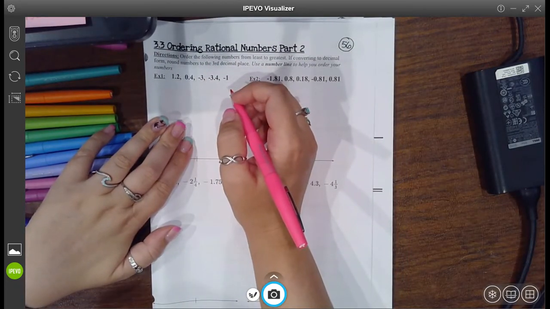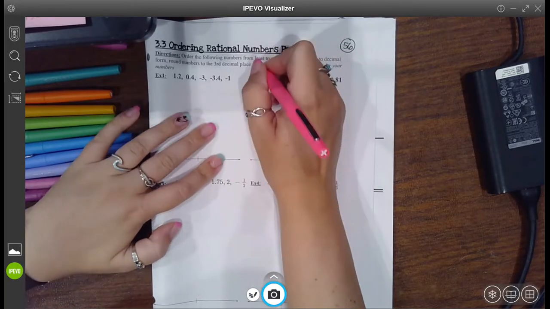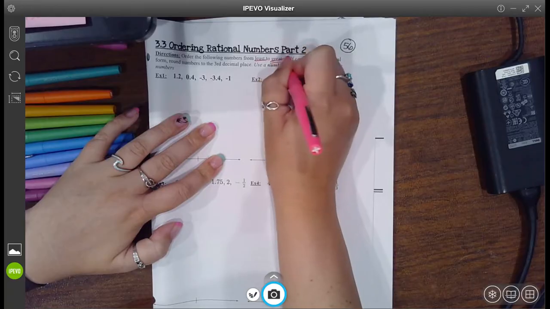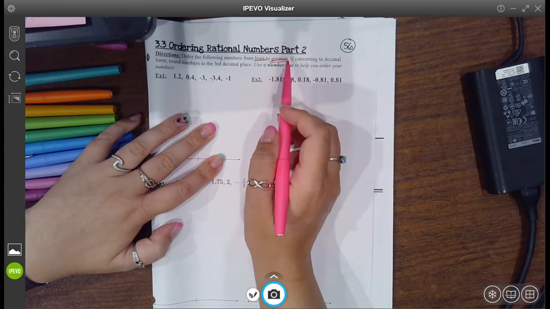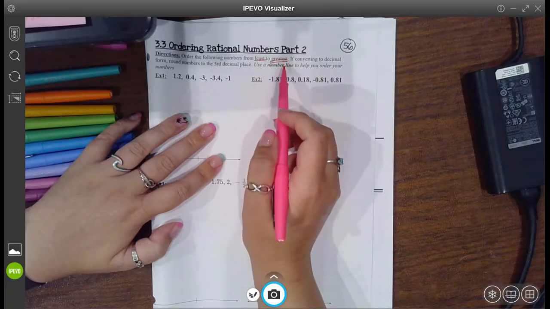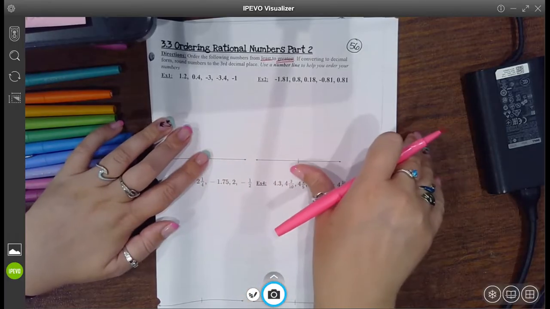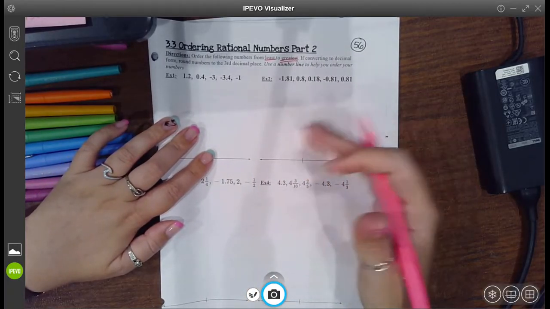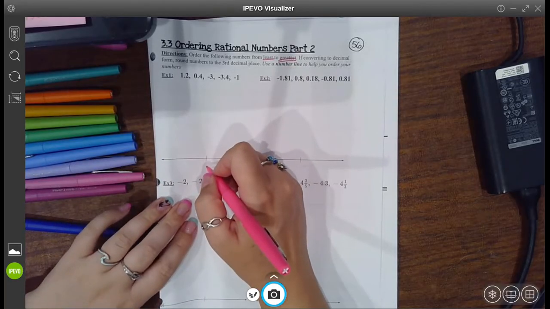And then you always want to look at, does it say from least to greatest or greatest to least? This wants it from least to greatest. I like to underline the word least once and the word greatest twice as a visual of small to big. Since I'm going small to big, I know that the negative ones are going to be the smallest, right? So I'm going to quickly use a number line to help me reference this.